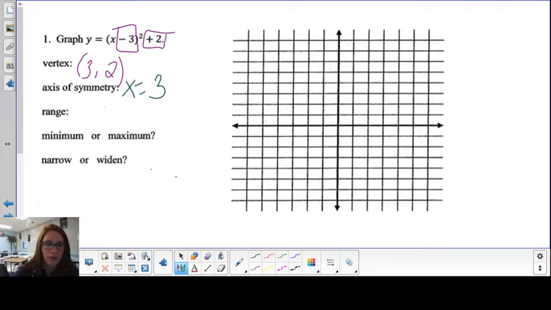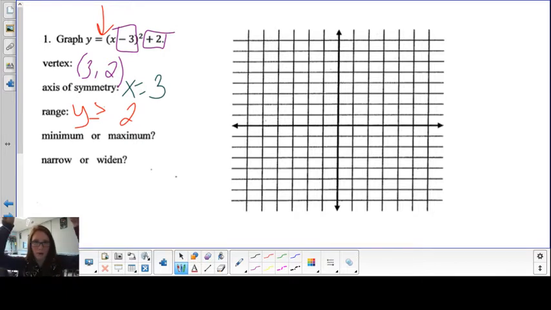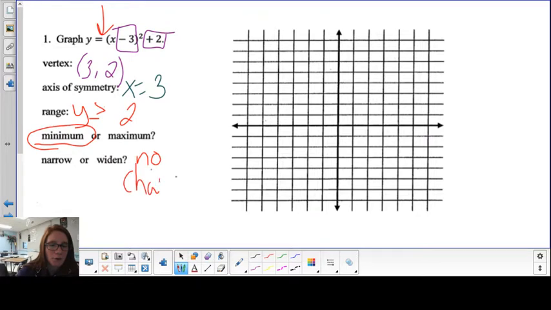Range deals with my y values, and it's going to be y is greater than or equal to, depending on what's going on in front. Since there is no number there, it's assumed to be positive. If it's positive, my y's are getting bigger, so that's going to be my smallest y value possible. And again, there's no a value. A is equal to 1. So it's not going to widen or narrow. It's going to stay the same, no change. I know that's not an option. I meant to put it as an option.